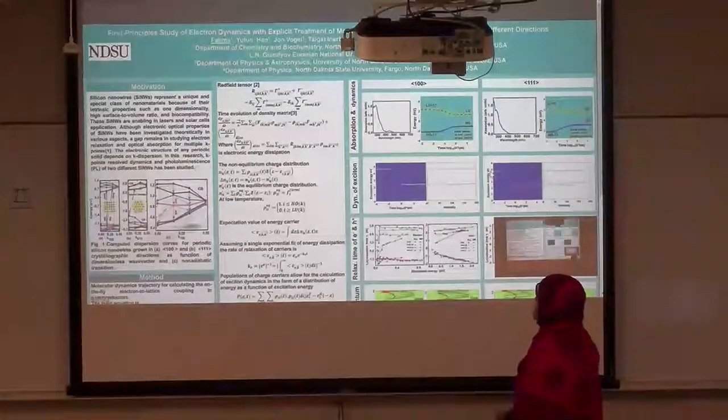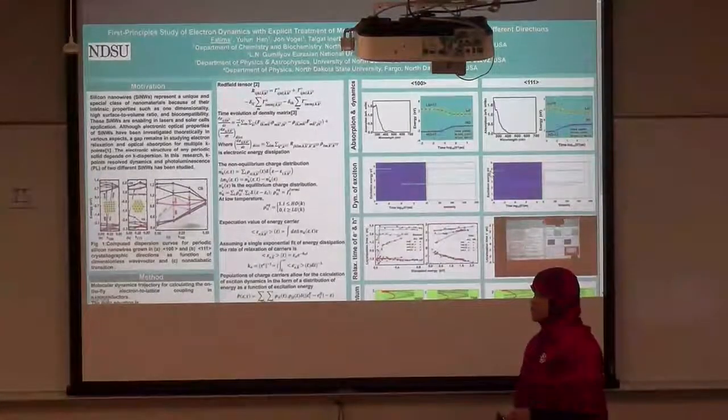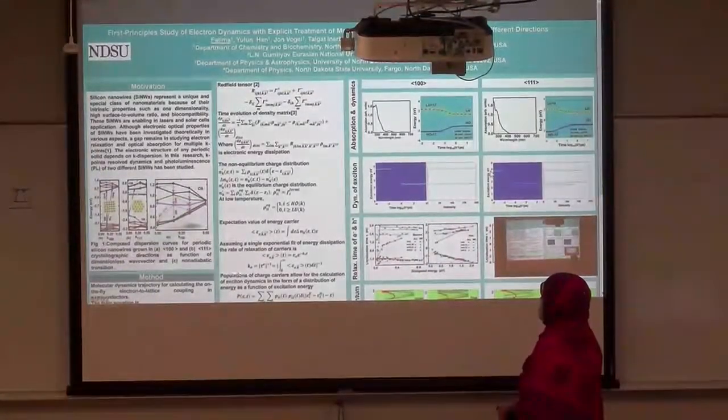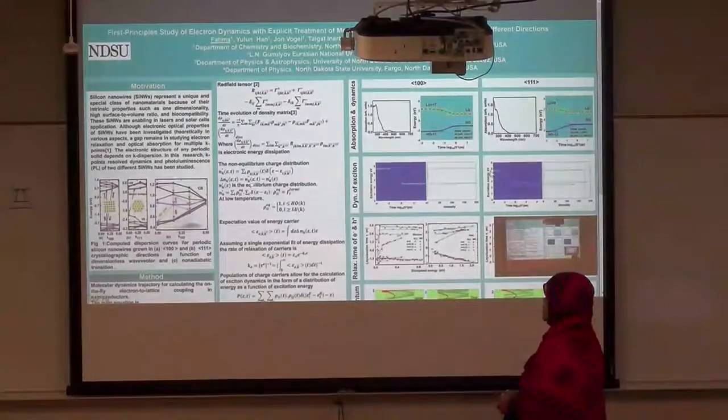Okay, and then we can calculate the non-equilibrium charge distribution, which is a function of energy and time. Here, this term is the equilibrium charge distribution. And at low temperature, this term applies if index i is less than or equal to or more than 1. This is the Dirac delta function. And this is also a summation over all states.